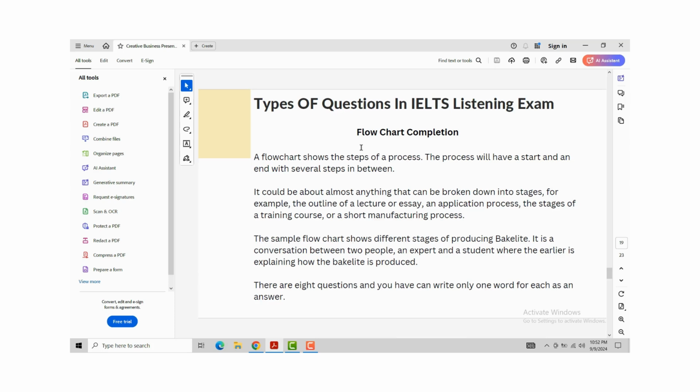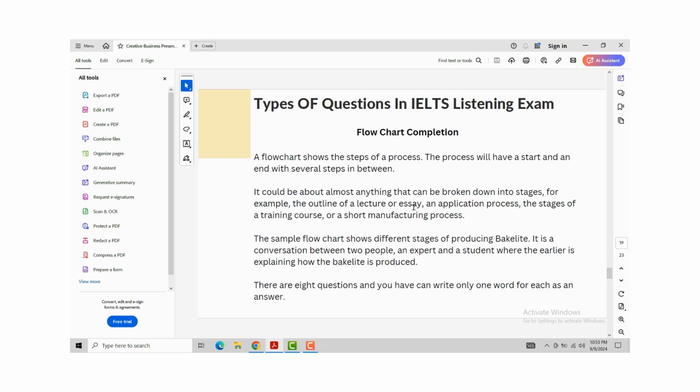A flowchart shows the steps of a process. There may be a conversation about the steps of a process. The process will have a start and end with several steps in between. As you can expect, a flowchart always has a start and an end with several steps, and it explains several steps in between. The flowchart questions could be about almost anything that can be broken down into stages.